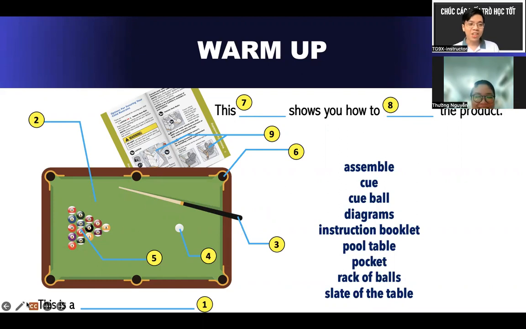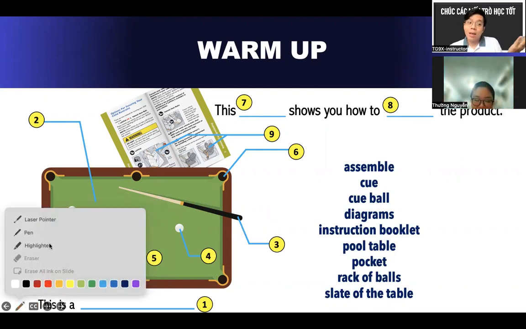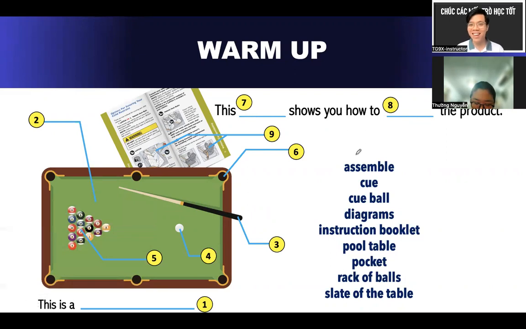Today we are not learning how to play this game. We are learning English. The game is the vocabulary game. Now, number 1, what is this called? This is called a pool table.